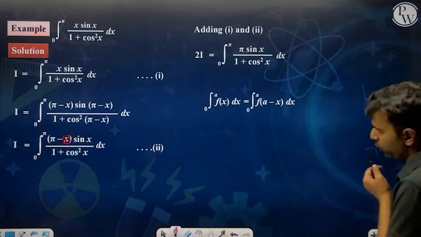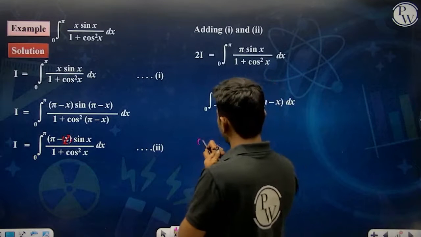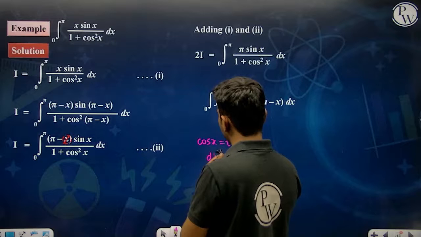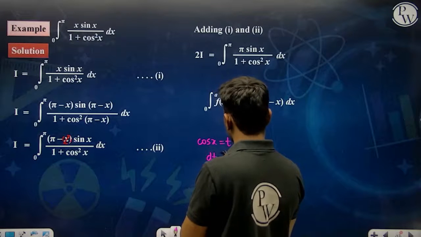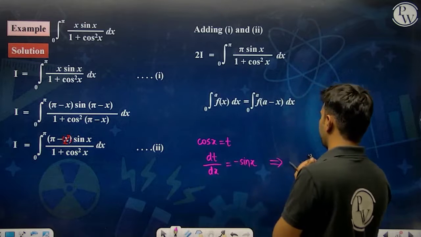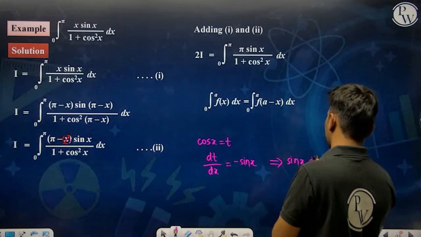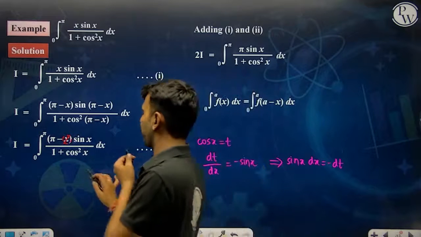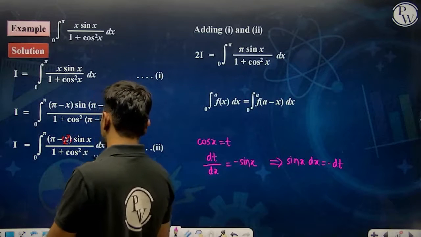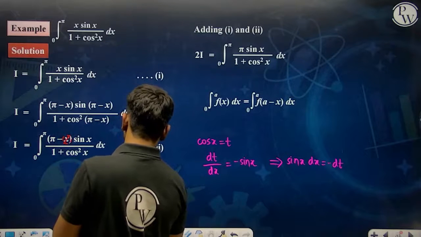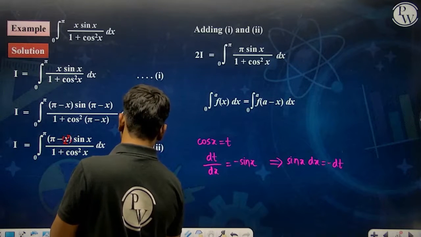Over here, what will be done is, cos x will be taken as t. Now if you differentiate this, dt by dx is going to be minus sin x. So sin x dx is going to be nothing but minus dt. So you can write this particular thing as minus pi dt divided by 1 plus t square.